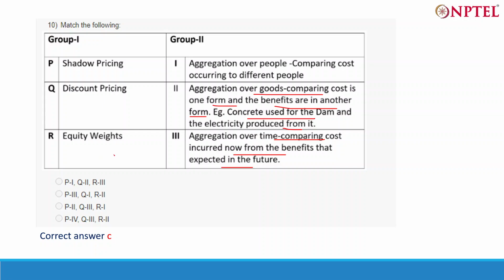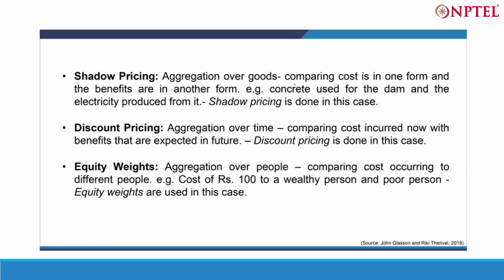Then we have equity weights. Equity weights are aggregation over people, comparing costs according to different people. An example of equity weights: people who are living much nearer to the power plant are more affected by the power plant emission than those who are living much farther away. So this can be an equity weight when we compare the impact. They have more weight compared to the person who is living far away.